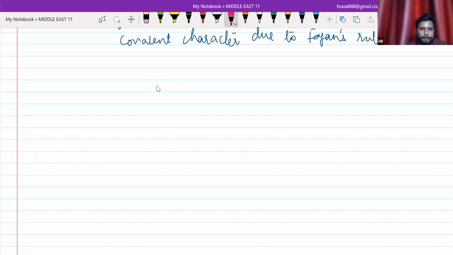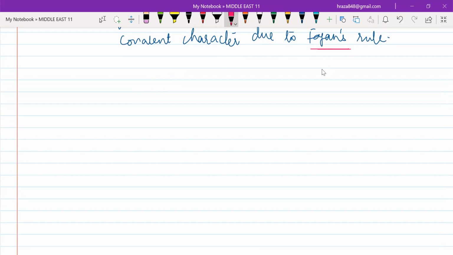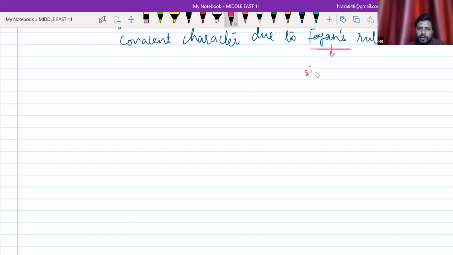Now, do you know what is Fajan's rule? Krishna? Sir, I think it is like more charge, more covalent. Yeah, always remember Fajan's rule. Size of cations is inversely proportional to polarization power, and polarization power is directly proportional to covalent character.